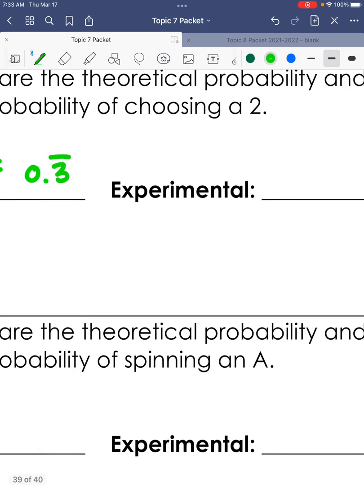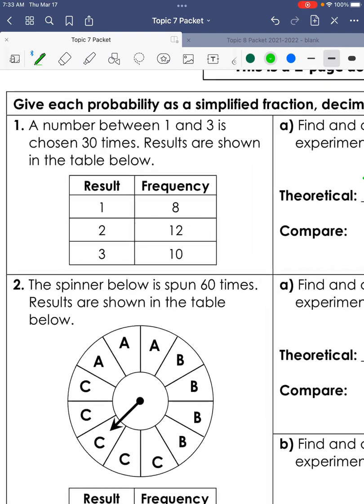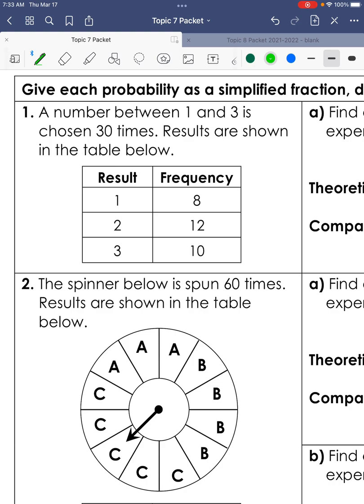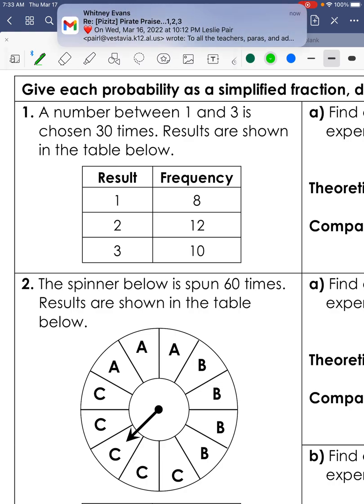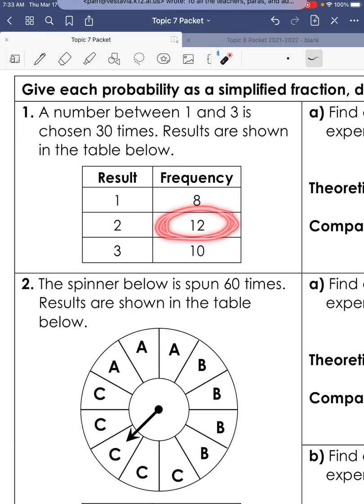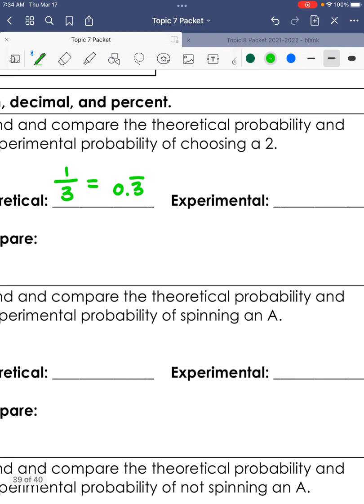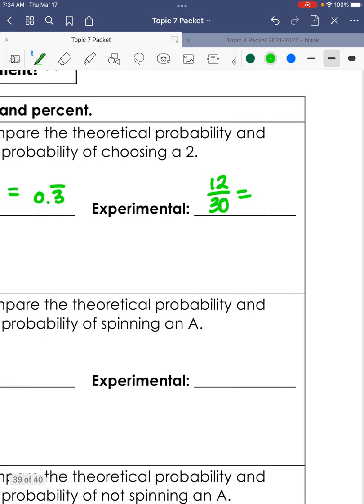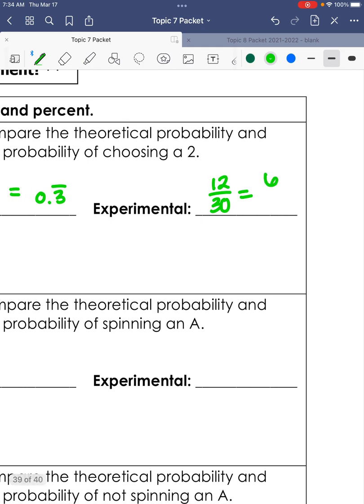Okay, so the experimental probability is what actually happens. So we know that the numbers between 1 and 3 were chosen 30 times, and we can see clearly that 2 was chosen 12 times. So 12 favorable outcomes, that's my numerator, over 30 total outcomes. Well, 12 divided by 30, I can reduce, so 2 goes into both of those. 2 goes into 12 6 times, and 2 goes into 30 15 times.